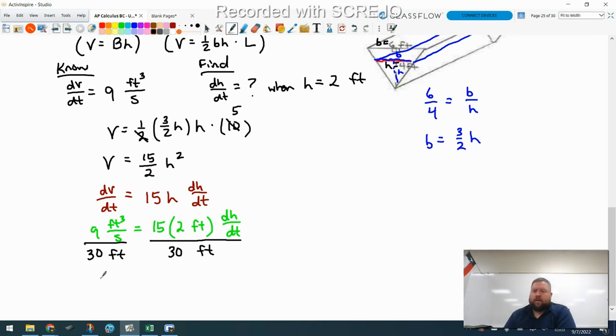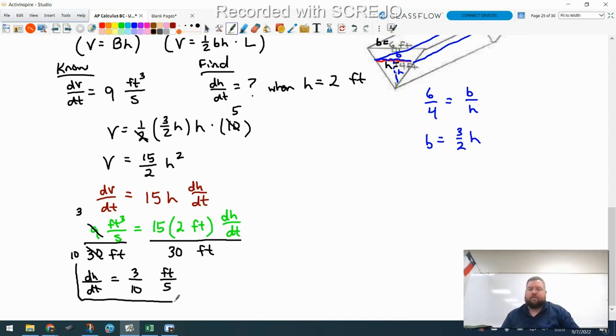All right, and we end up with dh over dt is equal to 9 over 30. Those are both divisible by 3, so you get 3 over 10, 3/10. And then this should be in feet per second. So we'll have to look at the units for a minute, and then I'll come back on the video and talk about that. All right, h is a single power measurement. It's not an area, it's not a volume, so it should be to the first power.